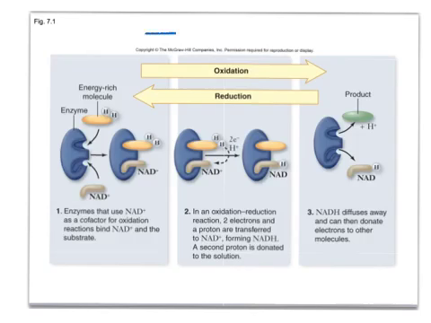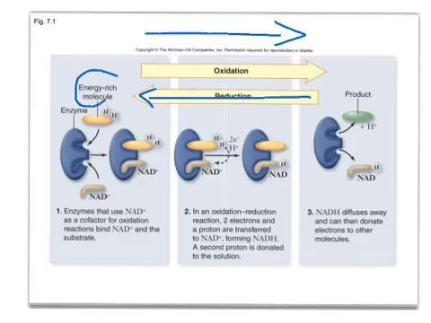So notice, if you're going in this direction, things are being oxidized, and if you're going in this direction, things are being reduced. Reduction means to add the protons and electrons. Oxidation means to remove them. If you start off with an energy-rich molecule like glucose, and you have an enzyme, it takes these protons and their electrons from the glucose, and it's going to transfer one of them to NAD+ through this enzymatic reaction. That's all this is talking about.